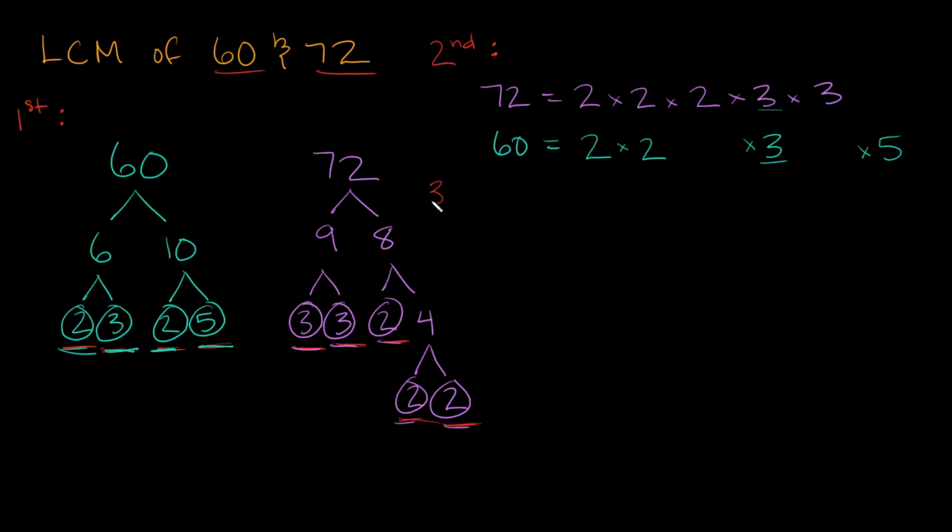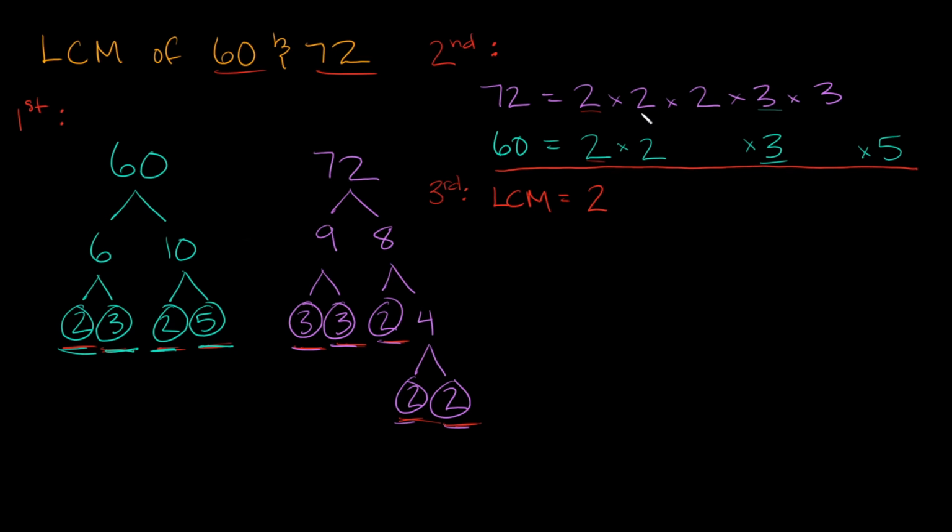Okay, now our third step is simply going to be combining these two. So I'm going to write the LCM is equal to. All right, so what's the rule for when we have duplicate numbers, right? So we have a 2 here, we have a 2 here. So we're only going to put a single 2 here, okay?